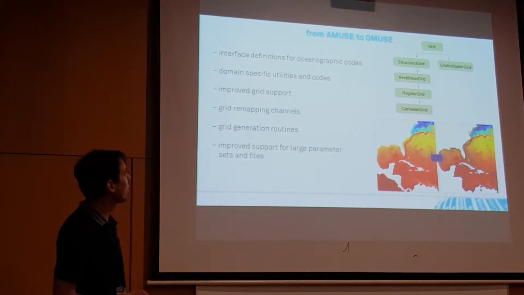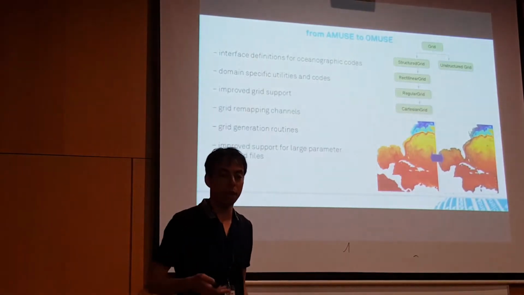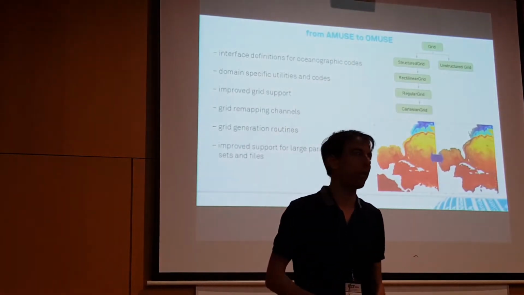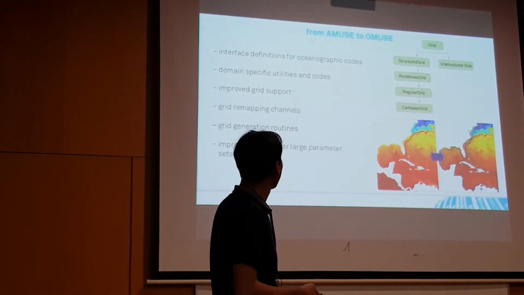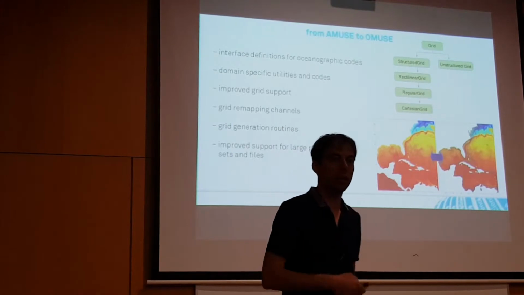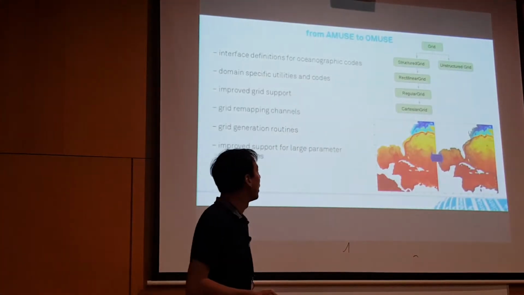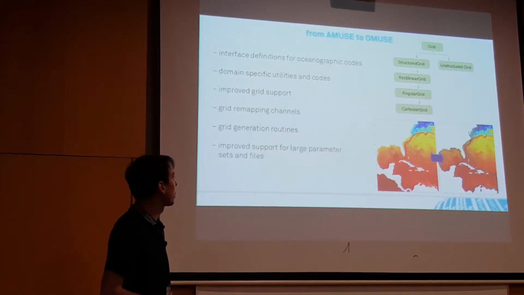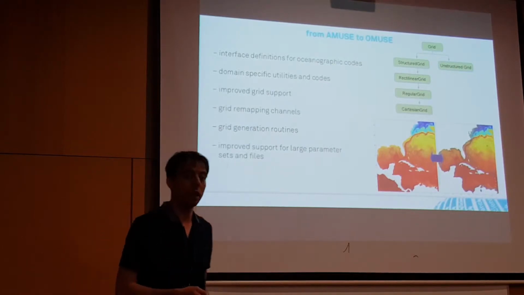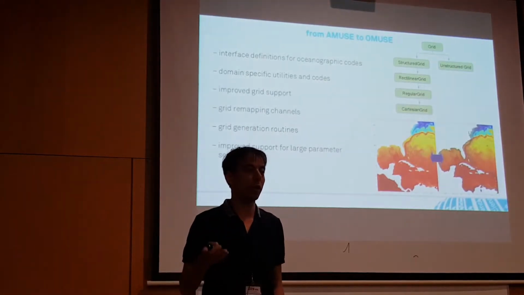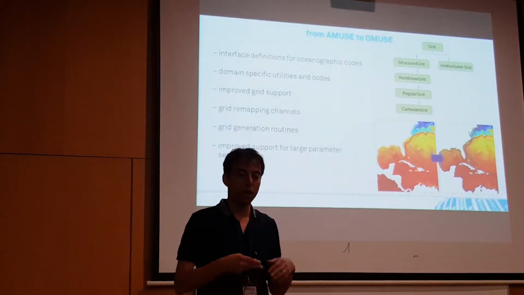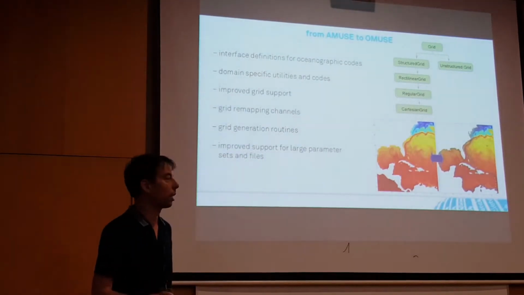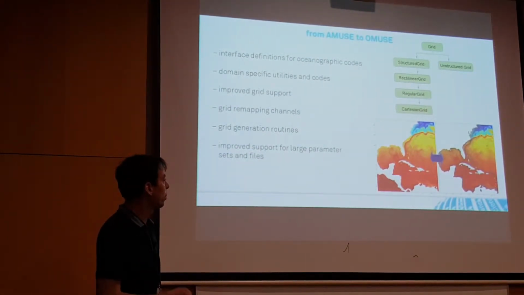OMUSE is a development from AMUSE in the sense that much of the development of OMUSE actually went right back to the trunk of AMUSE, and we improved quite a bit on the data representation side, where we improved the grid support and added automatic grid remappings and grid generation routines, which are much more important for Earth science applications than for astronomy, because typically in astronomy the grids are 3D and Cartesian, or at least that's what we supported. Well, that's not enough for Earth scientists.